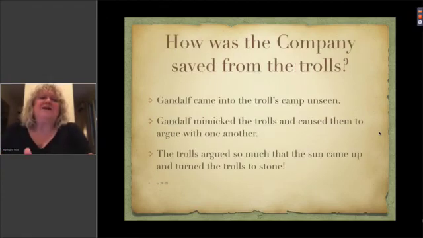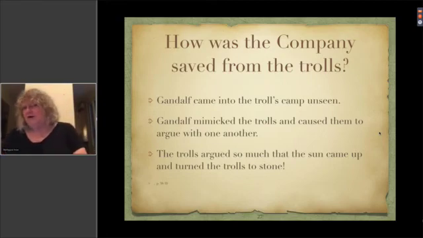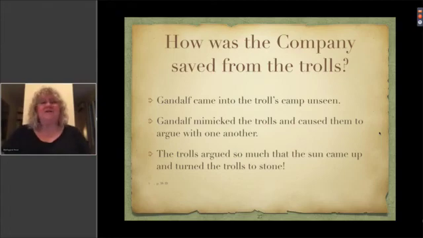Gandalf. How were they saved? Well, it's obviously Gandalf saved them, but you have to think about it all the way through as you're writing your answer. First, Gandalf had wandered off. Nobody knew where he was. And then Gandalf came back and he saw what was going on. And so he sneaks into the camp unseen. And then Gandalf mimics the trolls, causes them to have this big argument with one another. And they argue so much, the sun comes up and turns the trolls to stone.